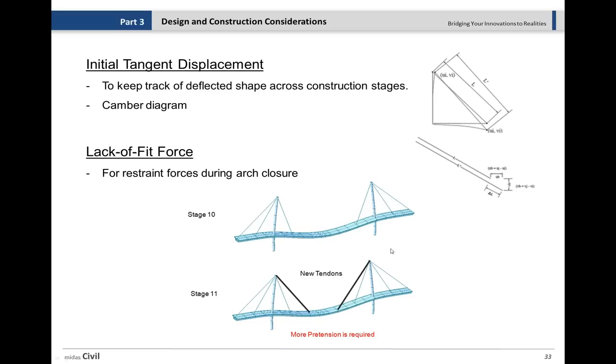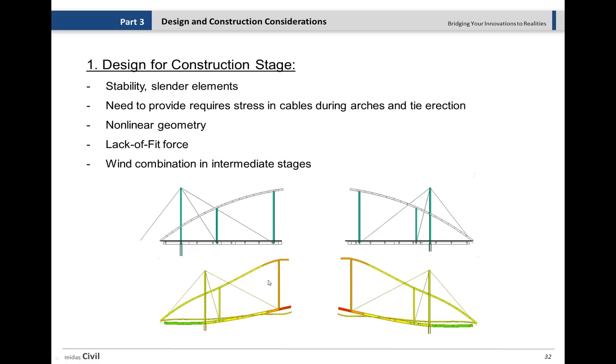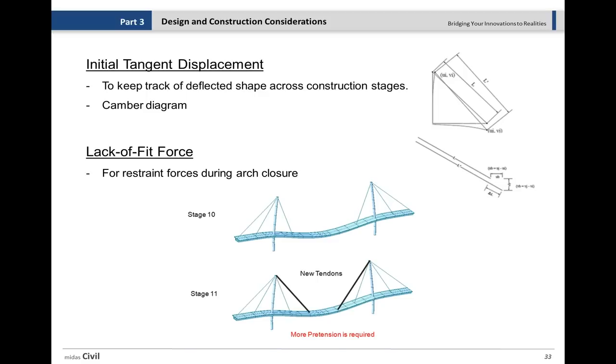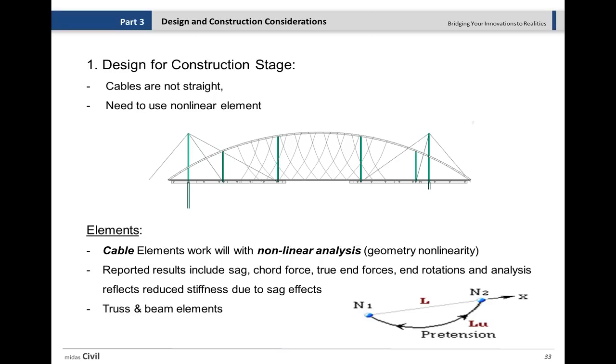The lack of fit force is also a function that Midas provides, and it can be very helpful during construction. For example, you are constructing one side from the left and one from the right, and you assume these two should meet each other in the same location. If the structure is not horizontal, or they are going in different directions, you have to spend more money to fix it. So this lack of fit force function helps a lot in finding the required stresses during the construction stages.